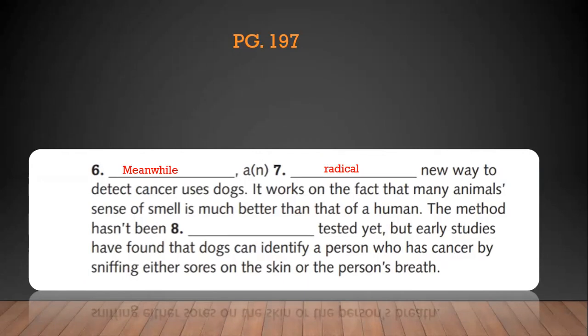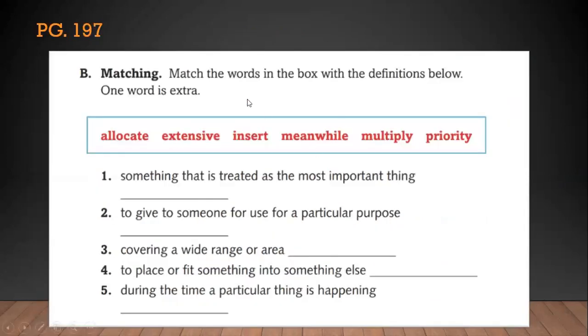It works on the fact that many animals' sense of smell is much better than that of a human. The method hasn't been thoroughly tested yet, exhaustively, right? Exhaustively, completely tested yet. And this is the other one. Okay, you can copy them. Okay, we have 2 minutes left. Continue. Second part, okay.